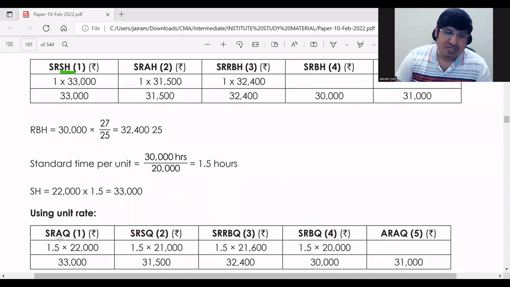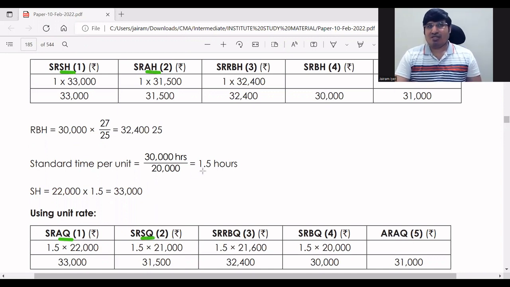Okay, here you use actual quantity basis, and here you have actual hours. Here you use standard quantity. That's all. Okay. What about the rest? The rest is straight, no change. The others, all three, are changed.